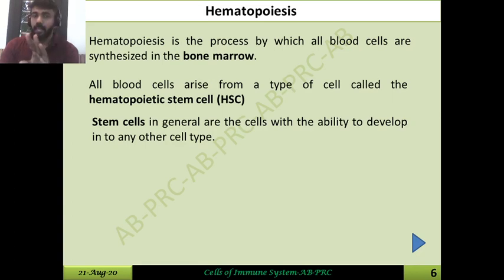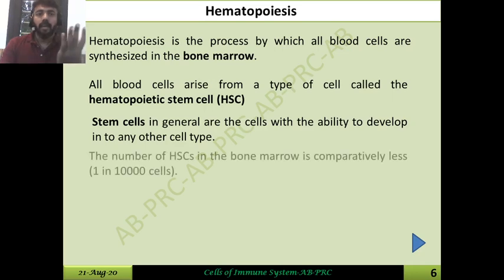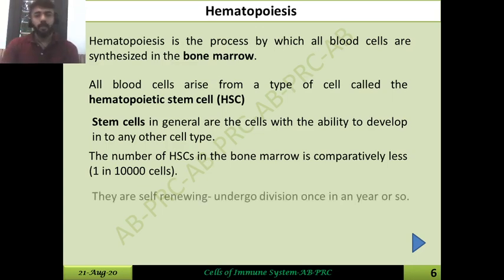One is that they can propagate themselves, that means they can undergo self renewal, and the second is that they can undergo differentiation into different types of cells. And within the bone marrow, the number of these HSCs is comparatively very small, like 1 in around 10,000 cells. Very few HSCs are commonly found in the bone marrow.